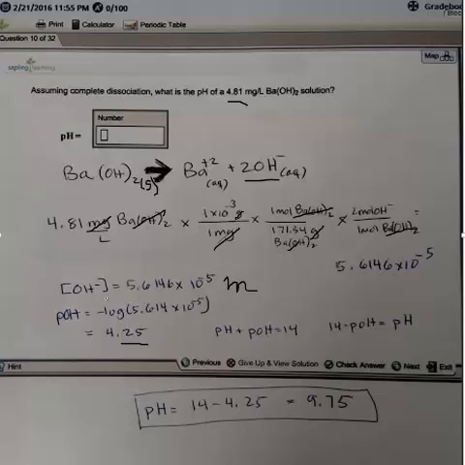Now that I have my concentration of hydroxide, I can figure out my pOH. The pOH is going to be the negative log of the concentration of hydroxide. And according to the calculator, that's 4.25.